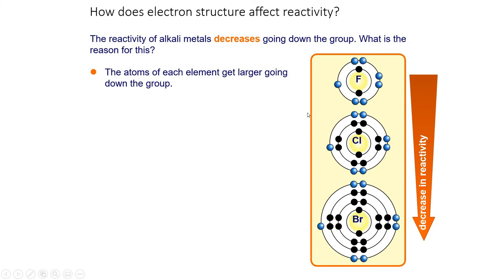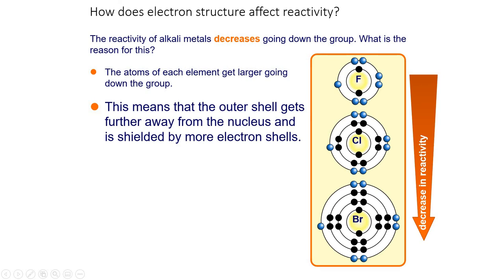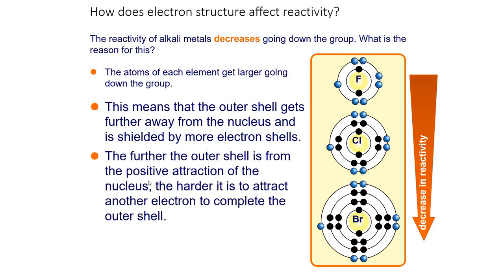The atoms of each element get larger as we go down the group. That means the outer shell gets further away from the nucleus and is shielded by more electron shells. So it gets harder to add on that extra electron it's trying to gain, because it doesn't feel the attraction from the nucleus if there's a load of electrons in the way, effectively blocking or shielding all that positive charge from the nucleus from being felt by that outer electron. Again, the further the outer shell is from the positive attraction of the nucleus, the harder it is to attract another electron to complete the outer shell.